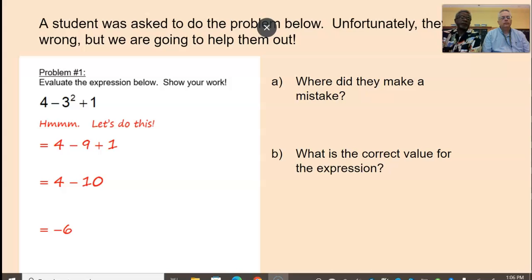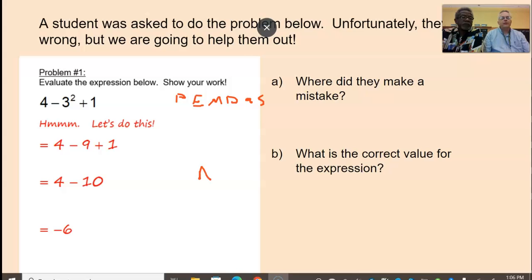So the problem states 4 minus 3 squared plus 1. They did 4 minus 9 plus 1. So we just have to check PEMDAS. Were there any parentheses? No parentheses, so we didn't have to worry about that. There is an exponent, and they did that. So 4 minus 3 squared is 9. 9 plus 1 is 10. And 4 minus 10 is negative 6.